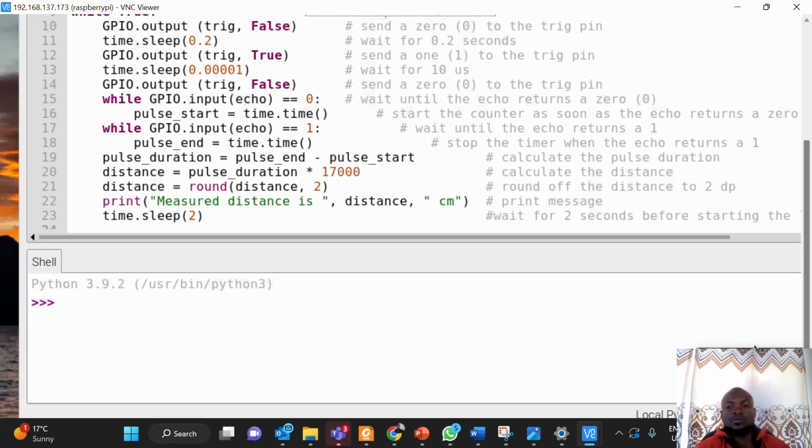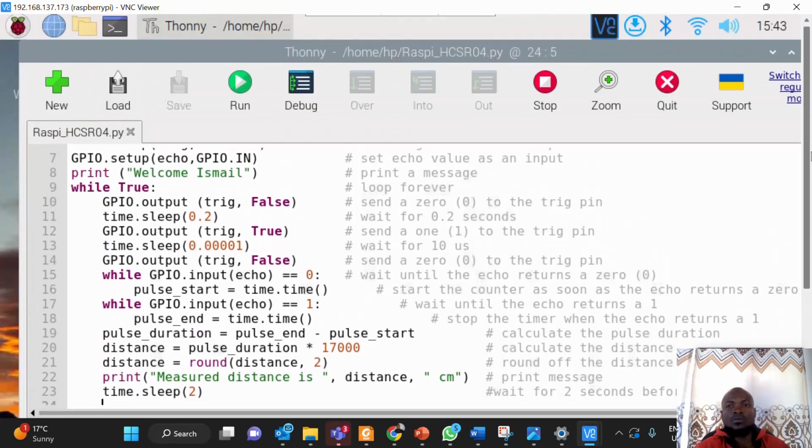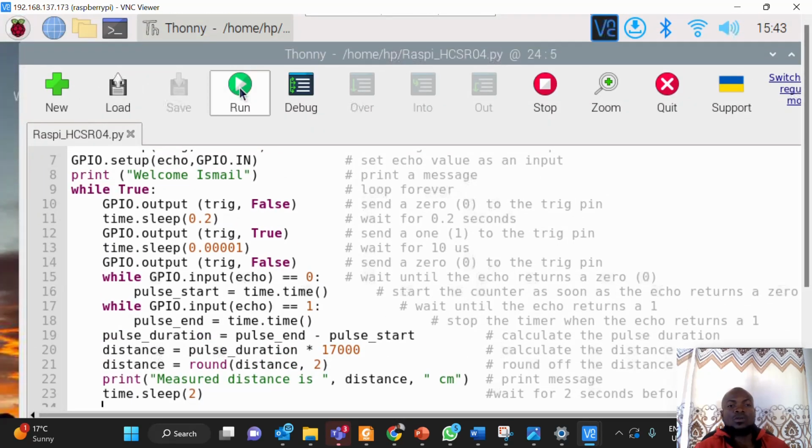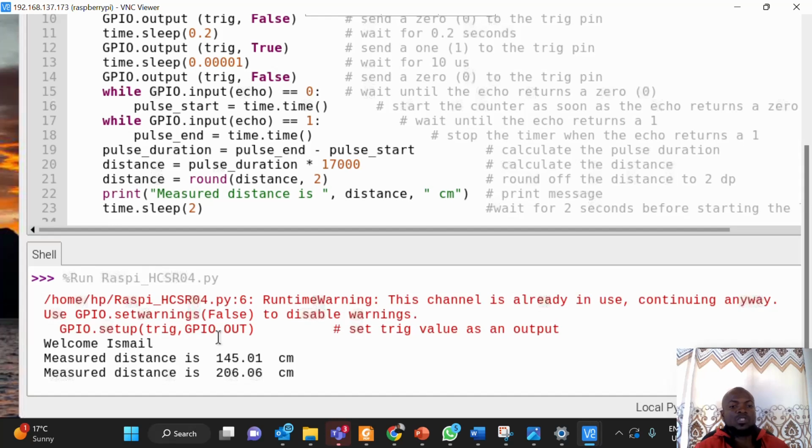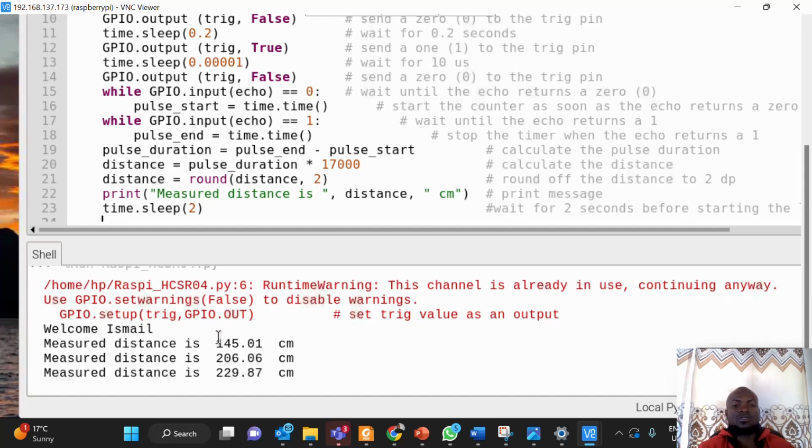Okay, how do you run? So you scroll down here, then you click on run. When you click on run, you go down. Can you see? Welcome, Ismail. The distance is this.